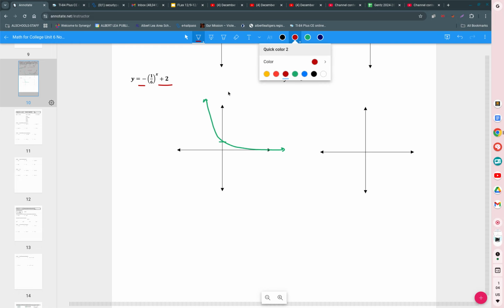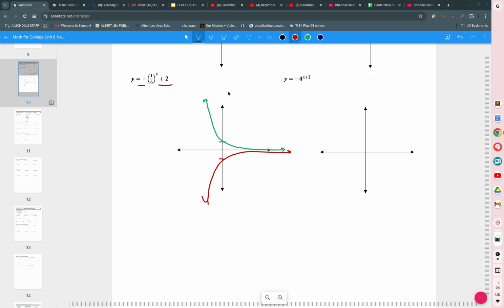I'll show that in red. And if I flip it, it would look like that. So notice that when I flipped it, the point moved from 0, 1 to 0, negative 1.